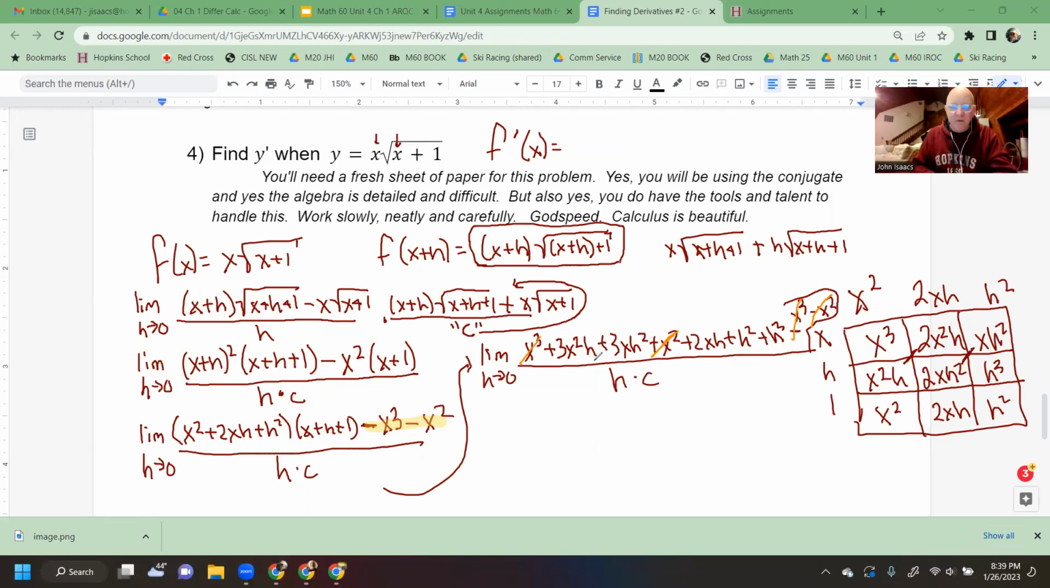I'm going to reduce everything by h, or I'm going to factor an h out. Let me factor an h out. Let me show it to you that way. That's the more proper way to show it. Let me show you factoring h out. Limit as h goes to 0.